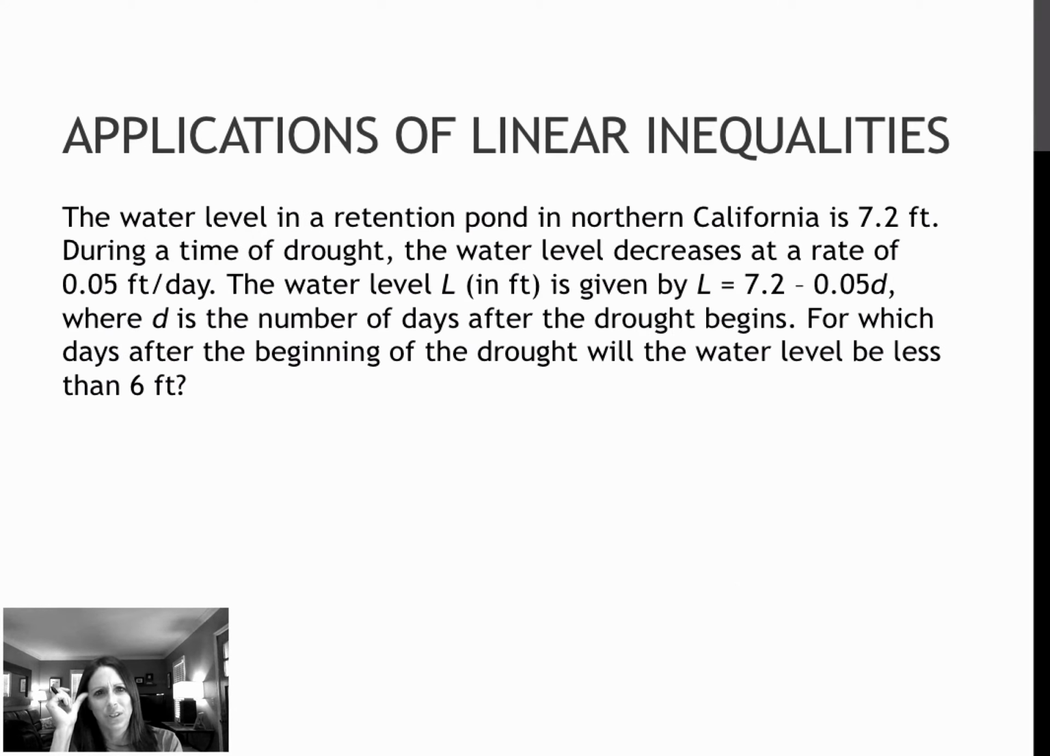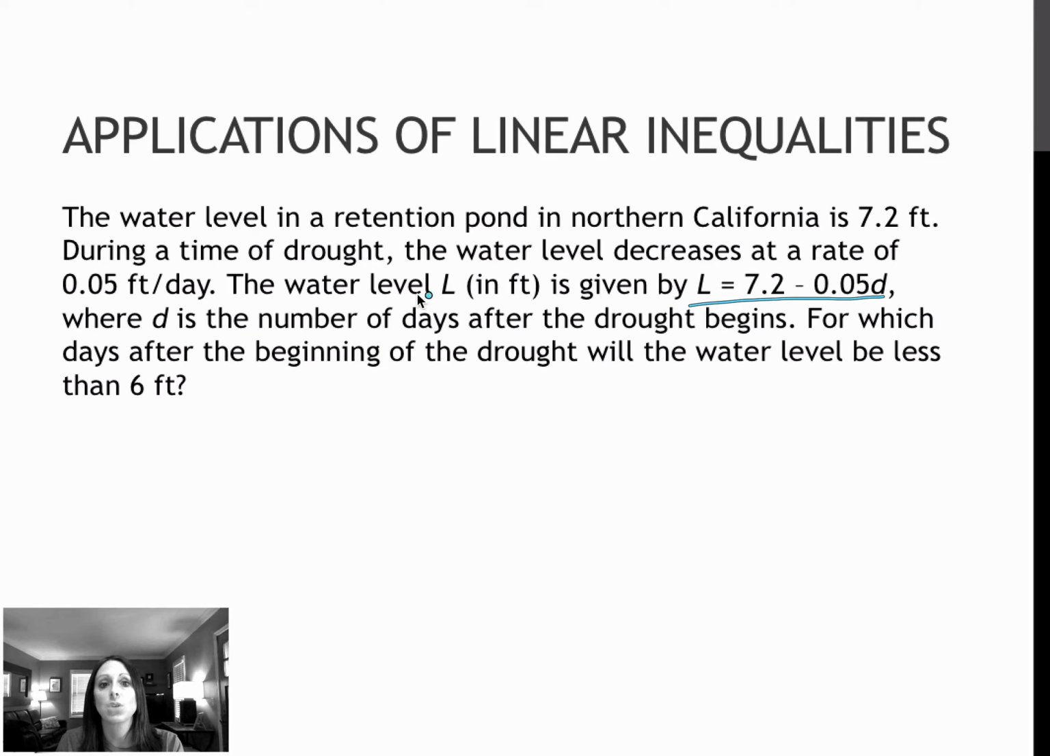This next one is a little bit different than the others because this one we are actually given a function that tells us what the water level is. So we could have figured it out given the information in this first sentence that it's 7.2 feet and it's decreasing at a rate of 0.05 feet per day. So this is the starting water level, and it's being decreased by 0.05 times the number of days. So in this case, though, they've already done that for us.